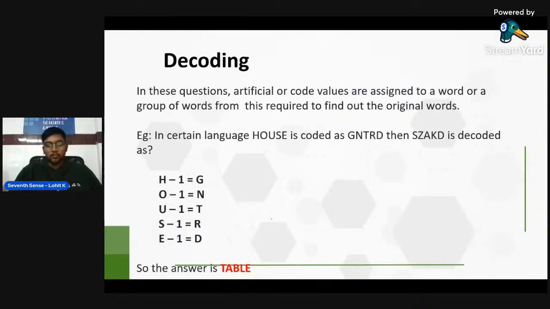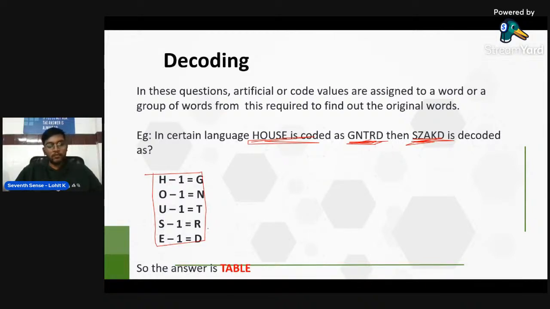Okay, so for house, what have they done? For house, they have coded it as GNTRD. Now instead of giving the original message, they have given the coded message, and you have to decode it to the original message. Whatever they have done for this house, you have to do the opposite. So house minus 1: h minus 1 is g, o minus 1 is n, u minus 1 is t, s minus 1 is r, e minus 1 is d.